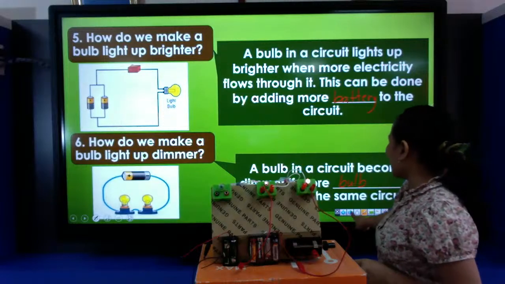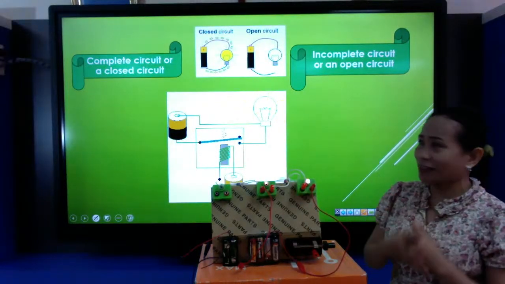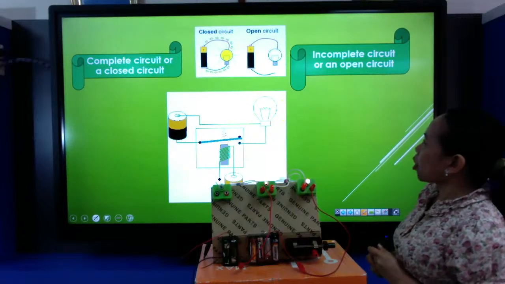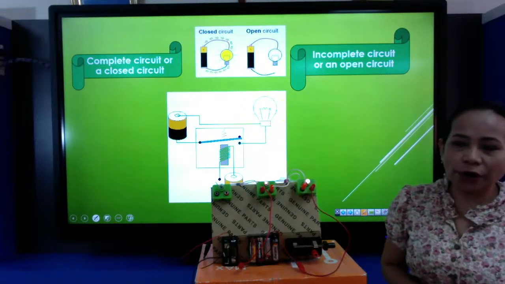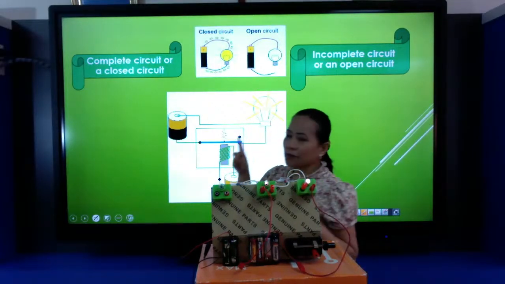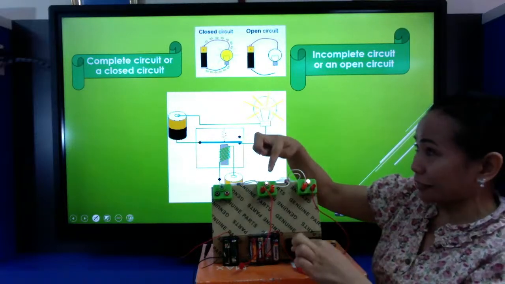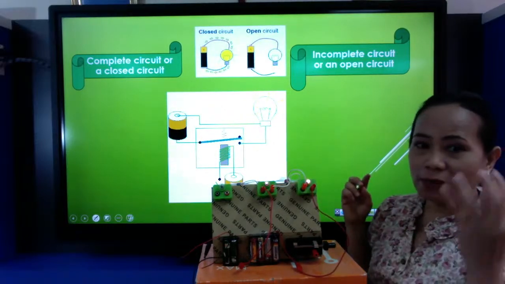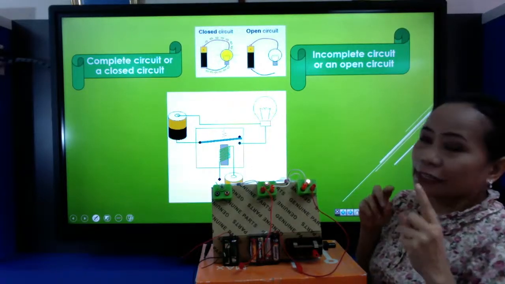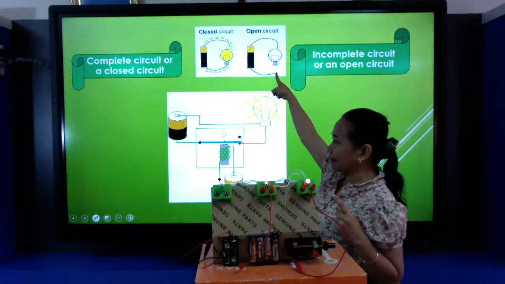Next, to generalize the circuit, we have the complete circuit or incomplete circuit. A complete circuit produces light, meaning it lights up the bulb. But if it's not complete, the connection is broken like this.